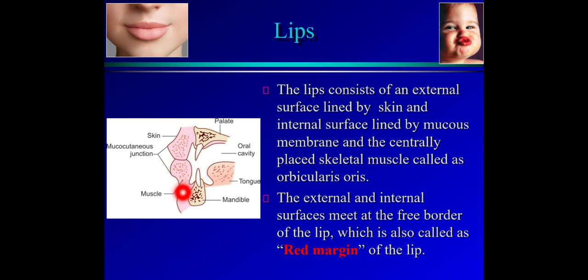The whole of this fold present here is the lip, which on the outer side is lined by the skin, and on the inner side it is lined by the mucous membrane. And here in the center there is the core of muscle. The name of the muscle is the orbicularis oris. Okay, so this is the orbicularis oris muscle, and this border seen here is called the mucocutaneous junction.